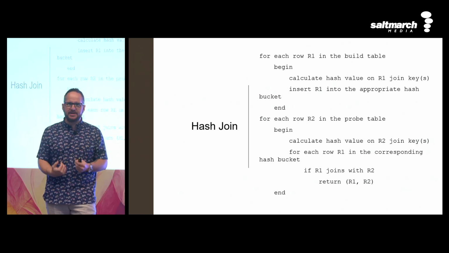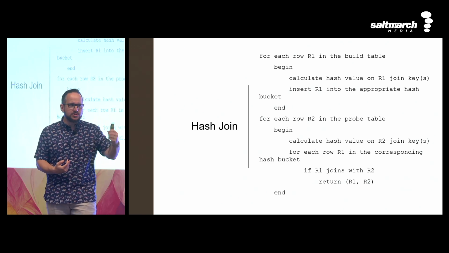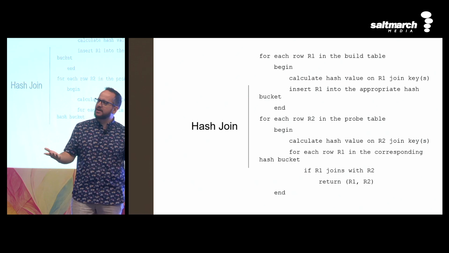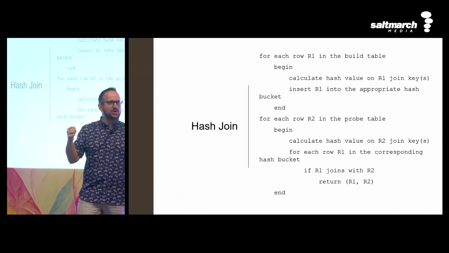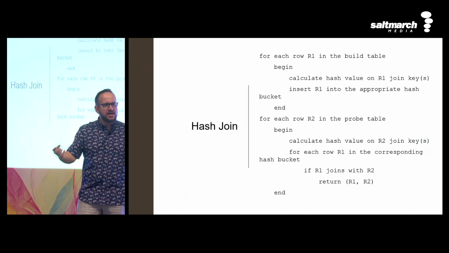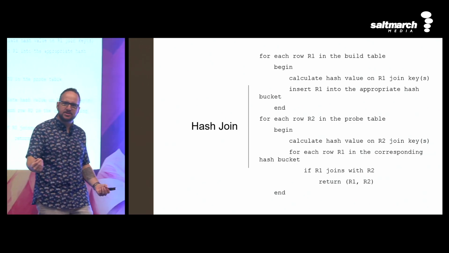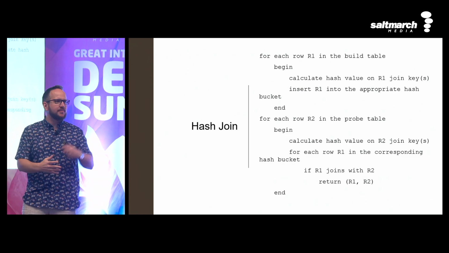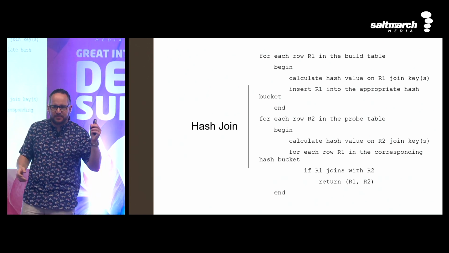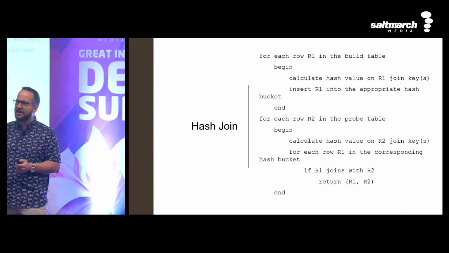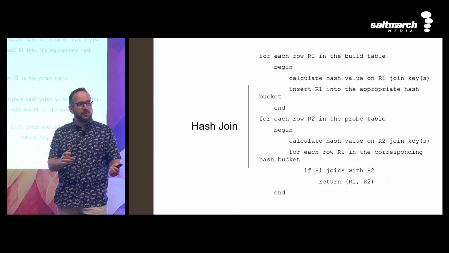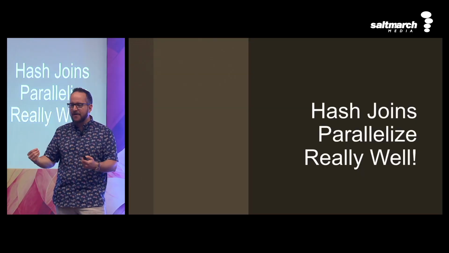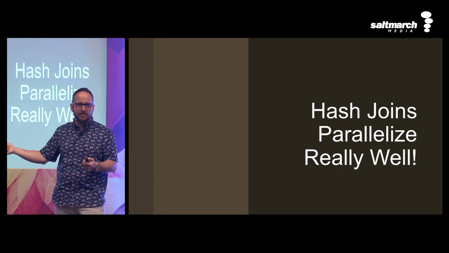Now, sometimes we have the indexes, but the query optimizer says, you know what I'm going to do? I'm going to do a hash join. And we look at it and say, why? It's so computationally expensive to build that hash table and probe that hash table. But hash joins have one advantage that the other two join algorithms don't, and that is that they parallelize really well.